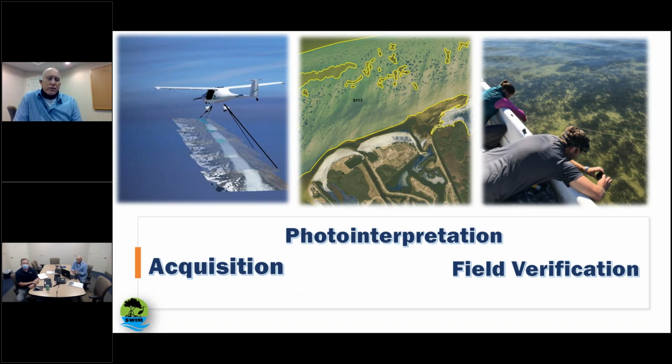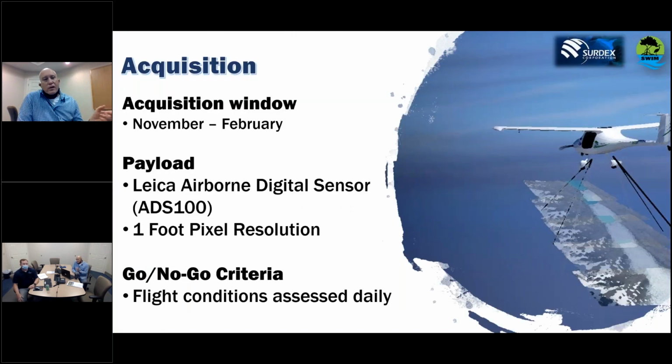What we're going to do now is delve into 3 phases of seagrass mapping: the acquisition phase, the photo interpretation phase, and the field verification phase. We'll start out with the acquisition phase. As you saw on the timeline before, we have an acquisition window between November and February, and there's a lot of reasons why we choose that time of the year.